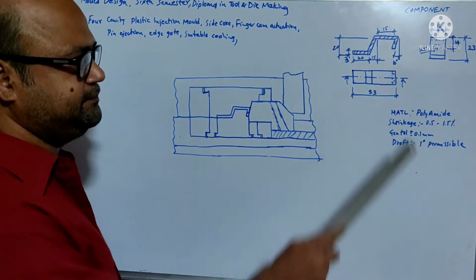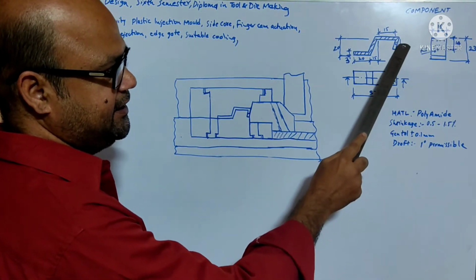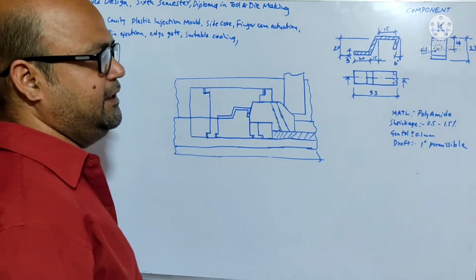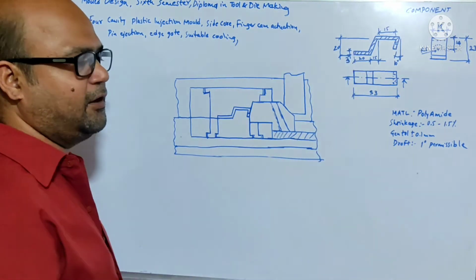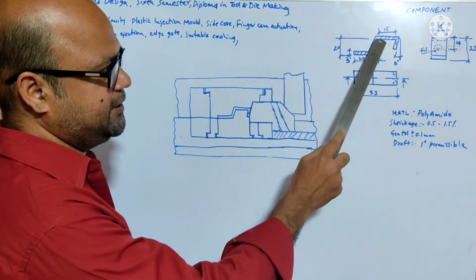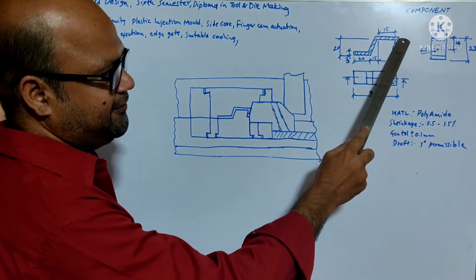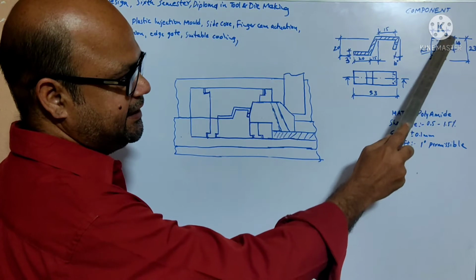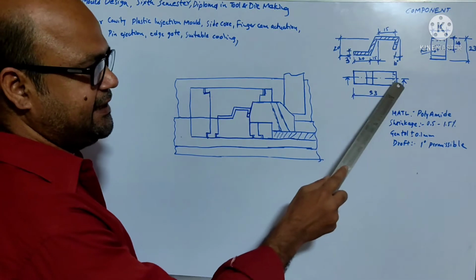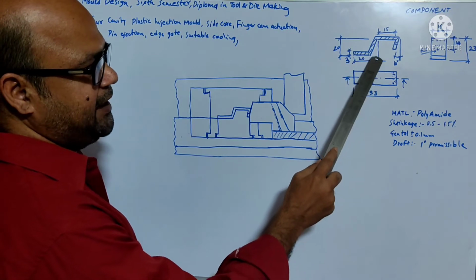This is the angle in the side of the component. At the same time, this component also has the half radius. This one is the half radius. The radius is R5. The thickness of the component is 3 mm, and from this point to this point is 20 mm, and from this center to top of the component is 14 mm. Total this length is 23 mm, and this component width is 15 mm. This length is 53 mm, and wall thickness is 3 mm.